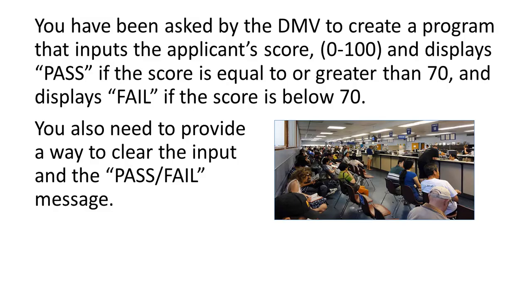The first thing that happens is the project must be defined. The project definition typically is written by somebody in the marketing department or an executive. It is usually written in English and does not contain any information on how to implement the program. For example, for this project, you have been asked by the DMV to create a program that inputs the applicant's score from 0 to 100 and displays pass if the score is equal to or greater than 70 and displays fail if the score is below 70. You also need to provide a way to clear the input and the pass-fail message.